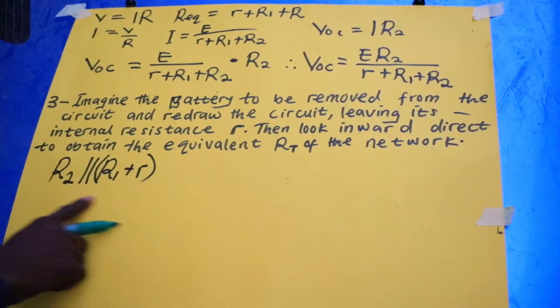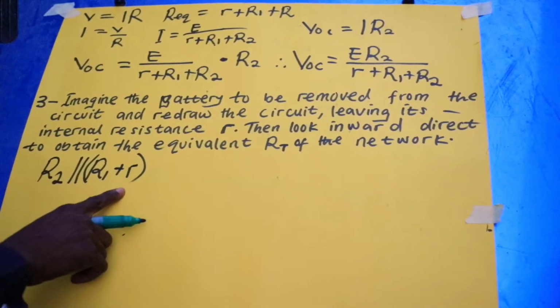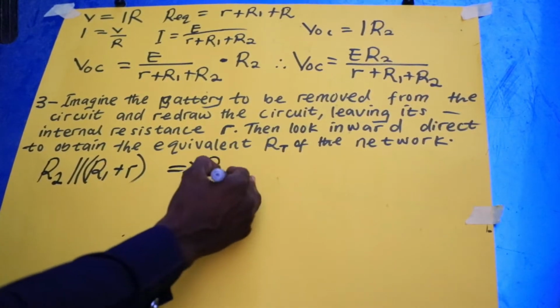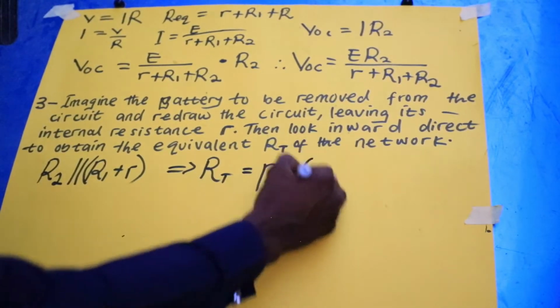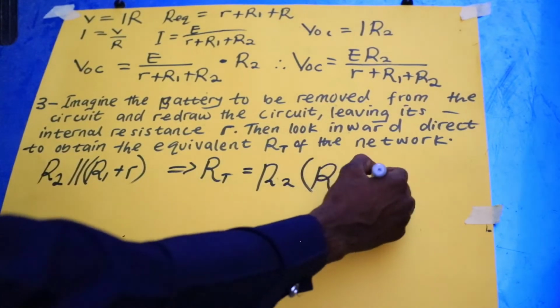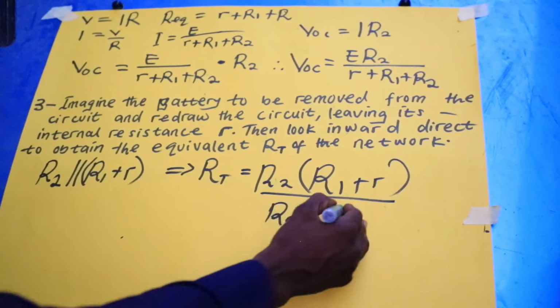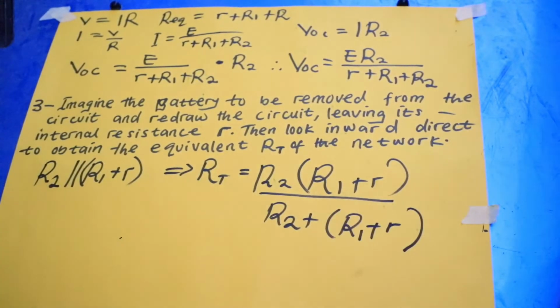So now we are going to obtain our R equivalent, that is R Thevenin, using these relations. This implies that R Thevenin is equal to R2 times the bracket R1 plus r, where r is the internal resistance, all over R2 plus the bracket R1 plus r.